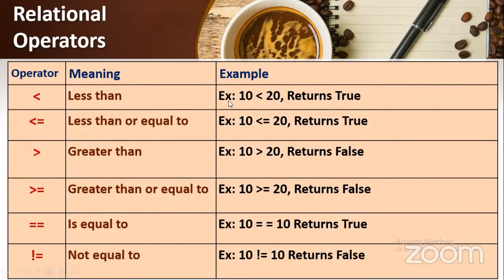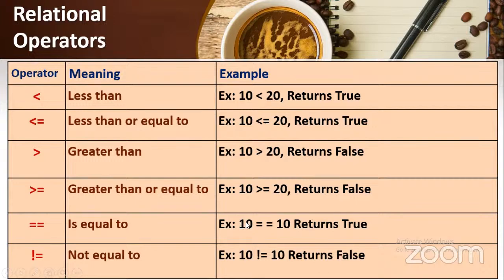Now see, less than. If you write like 10 less than 20, in this case, that returns true. Less than or equals to: 10 less than or equals to 20. In this case, it returns true. Greater than: 10 greater than 20, as usual, nothing new here. Then false. Greater than or equals to, but this is important: 10 is equal to 10. This returns true because here this operator is called the is equal to operator.